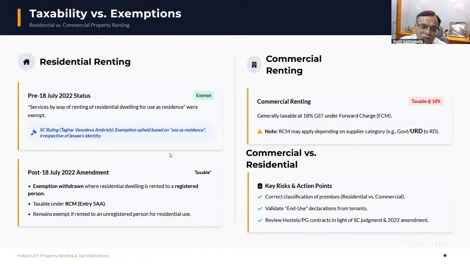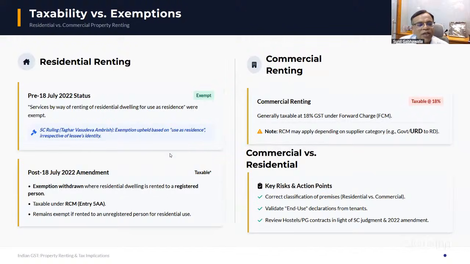And finally, at the end of the day, there were students who were staying there, or paying guests who were staying there. Therefore, it was actually used as a residence. And therefore, the Karnataka High Court said that yes, this is something which is eligible for the exemption, and the show cause notice was incorrect. So that was, of course, the decision of the Karnataka High Court.